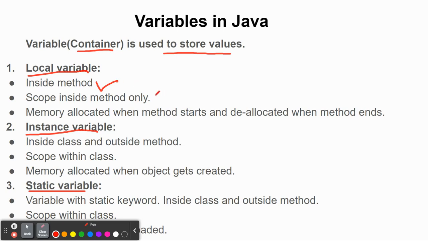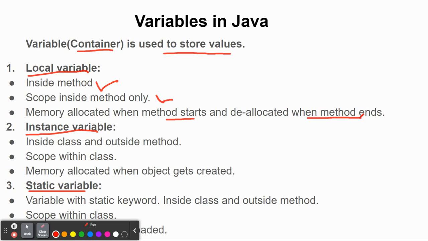So what is the scope of that particular variable? A local variable we can access inside the method only, so the scope will be inside the method only. Memory gets allocated when the method execution starts, and memory will get released when the method's execution ends. So this is about the local variable.